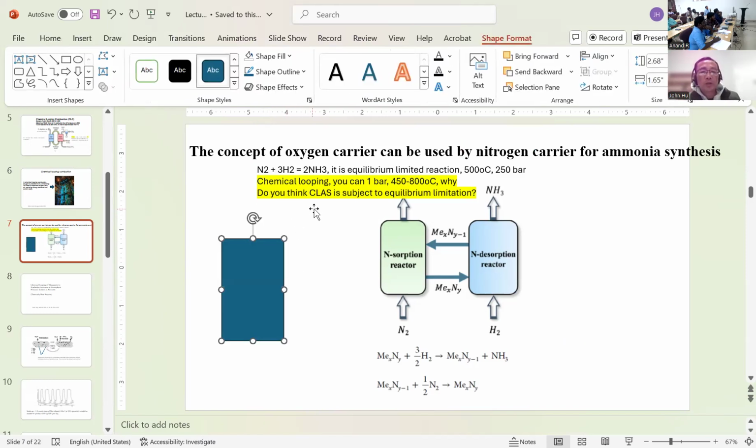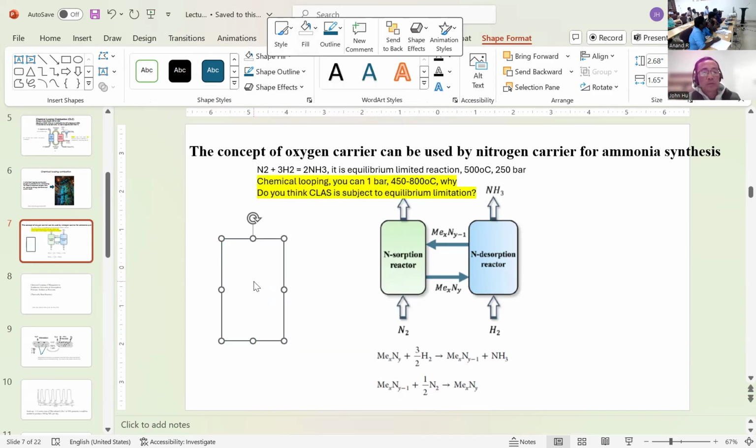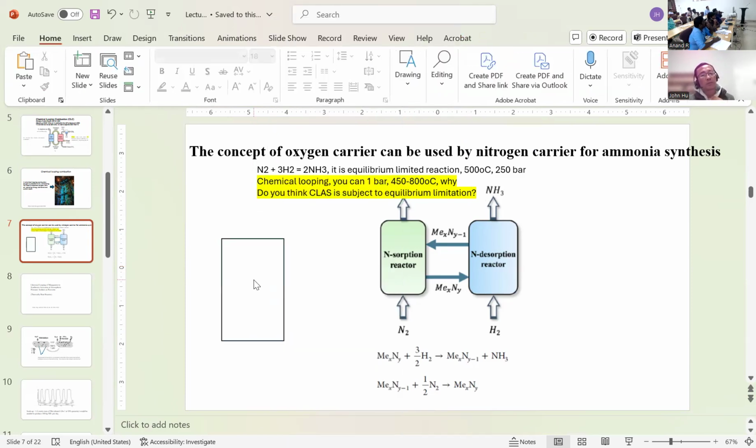Do you think CLAS, chemical looping ammonia synthesis, like the loop shown here, is subject to equilibrium limitation? Just yes or no. That's all I need to know. Yes. Yes, it comes under equilibrium limitation.